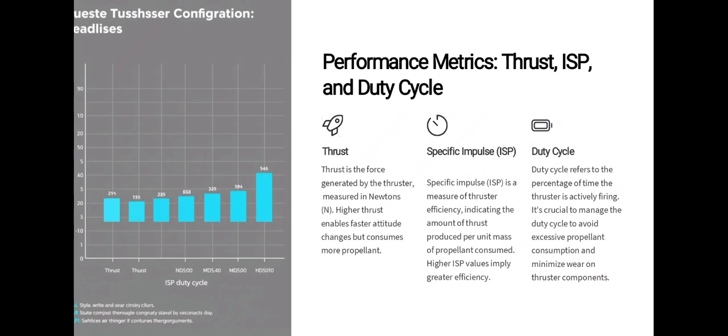Duty cycle. Duty cycle refers to the percentage of time the thruster is actively firing. It's crucial to manage the duty cycle to avoid excessive propellant consumption and minimize wear on thruster components.